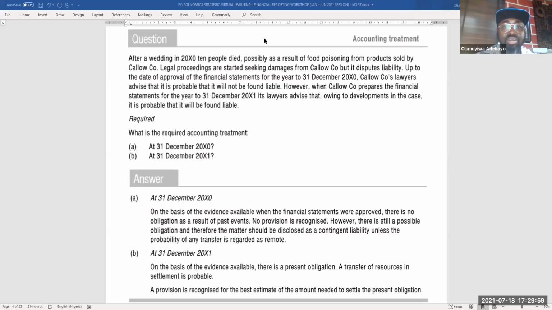Now, we are going to wrap it up with IFRIC 1, on changes in existing decommissioning, restoration and similar liabilities. That's what we are going to wrap it up with. Everything about IAS 37 has been established, but there's an aspect of the interpretation guideline that affects IAS 37, and that's why we need to discuss that.